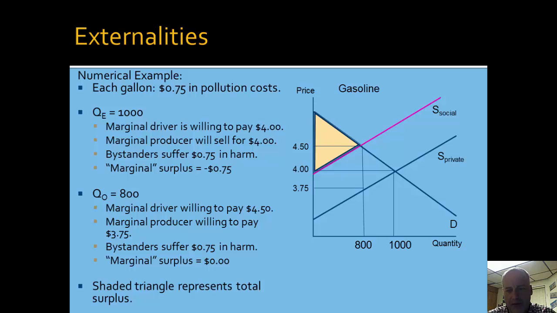But consider what happens for gallons of gasoline consumed to the left of 800. Those gallons, as measured by the demand curve, produce a benefit of something higher than $4.50. Those gallons also, as measured by the pink social supply curve, can be produced at a cost of less than $4.50 to society. So those gallons are providing net surplus. And in fact, if the market were to produce exactly 800 gallons of gas, that shaded area would represent the total surplus at the surplus maximizing level of output for gasoline. So you can see in the presence of negative externalities, the market will tend to overproduce gasoline.